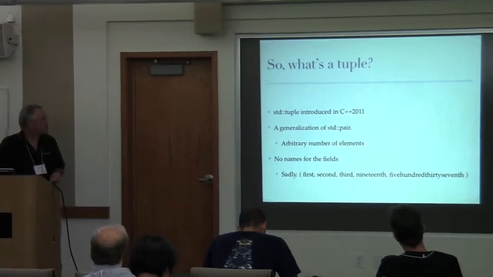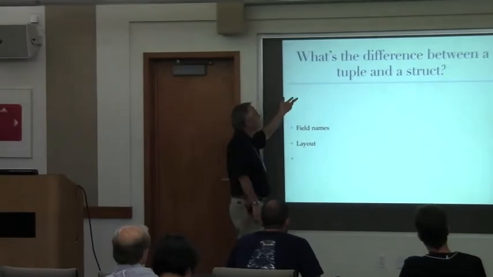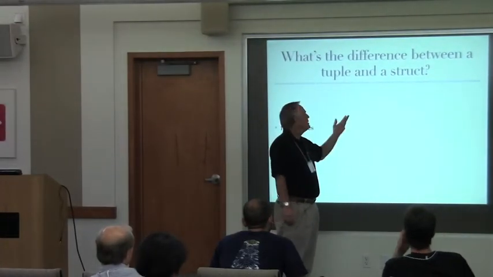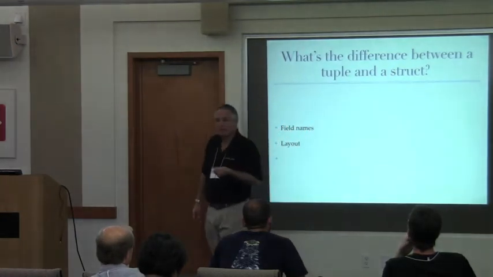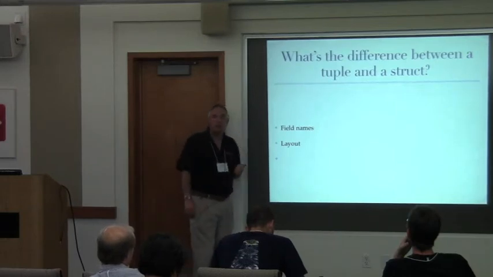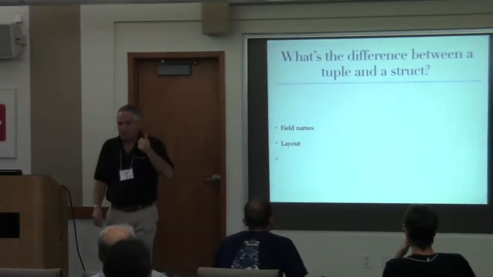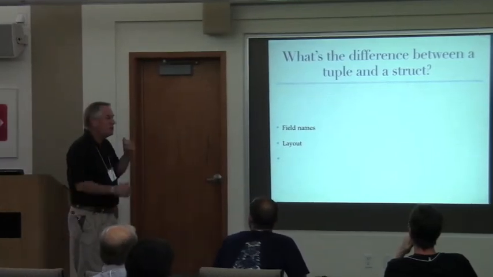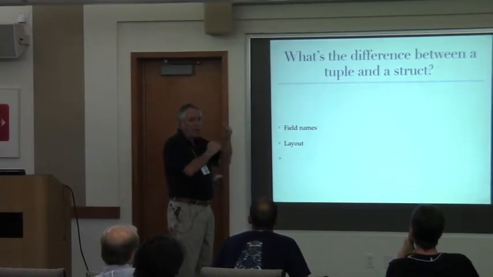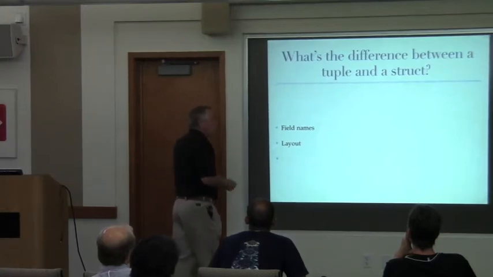So first, just a general question. What's the difference between a tuple containing an int and a float and a string, and a struct with an int and a float and a string? First one, obviously, field names. There are no field names in a tuple, because I touched on that before. But a more subtle one is layout. In a struct, you have some control over how the fields are laid out in memory. In a tuple, you have no such guarantees at all.